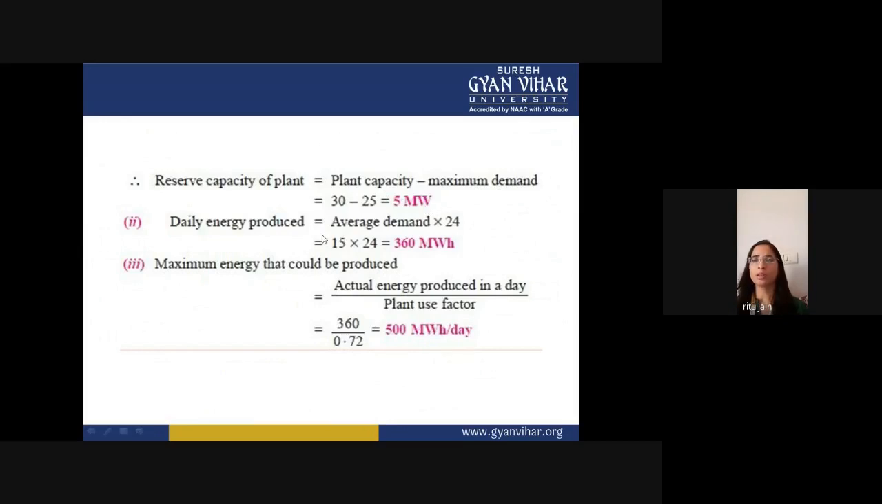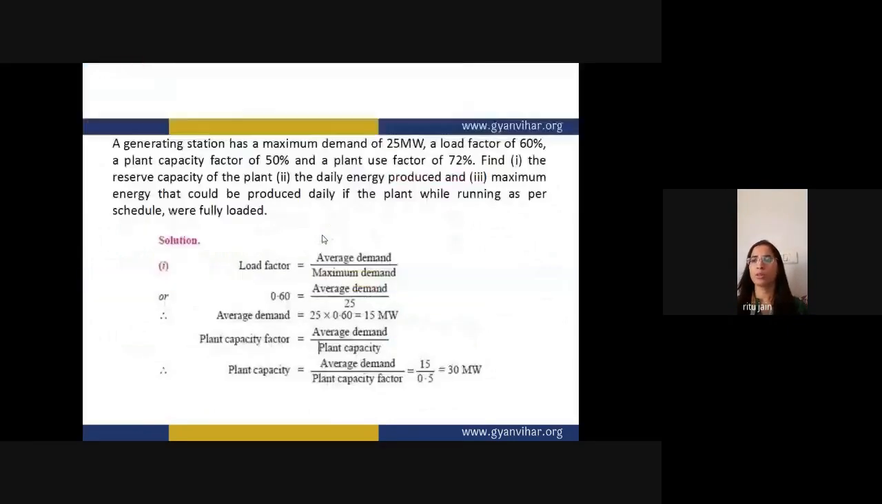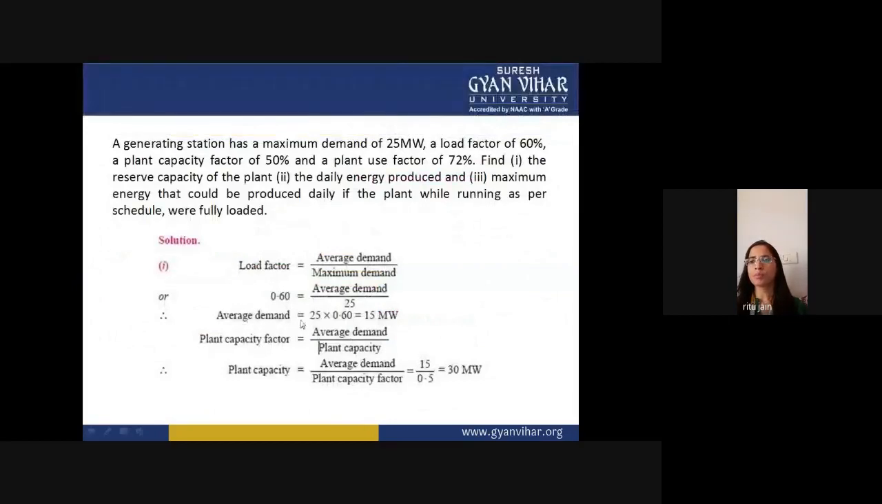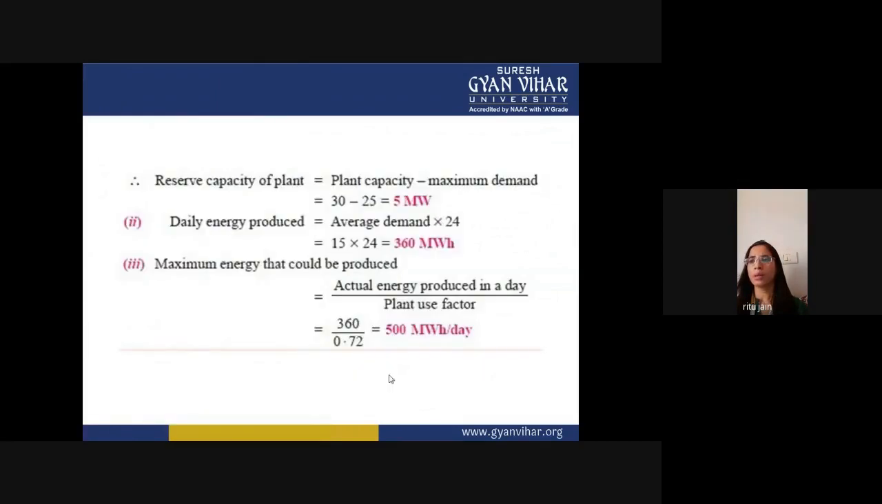Now the second point is you have to calculate the daily energy production. You know the average demand is 15 megawatt. If you multiply it by the time, you will get the energy produced on a daily basis. So you multiply 15 into 24, 24 hours per day, and you will get 360 megawatt hour. That much energy is produced by this power plant on a daily basis.